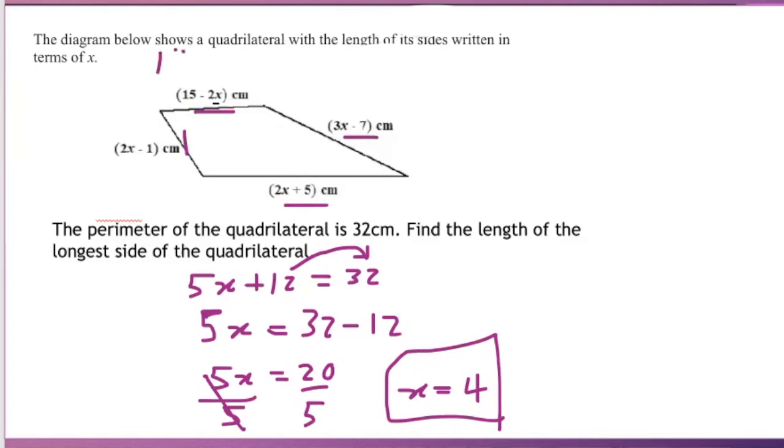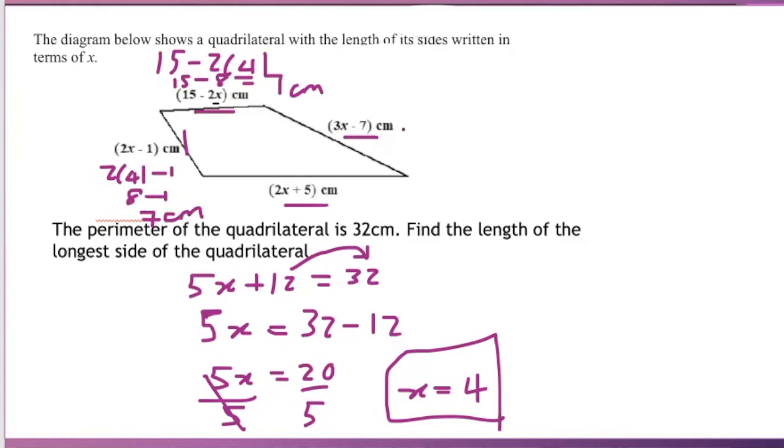So the first one, I will have 15 minus 2 times 4, because x is 4. So this is 15 minus 8, and that's going to give me 7 centimeters. The next one I have 2x minus 1, so it's going to be 2 times 4 minus 1. So 2 times 4 is 8, minus 1, and that gives me 7. So the next is 7 centimeters.